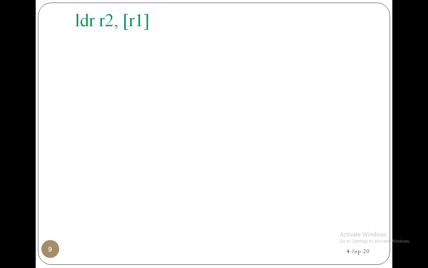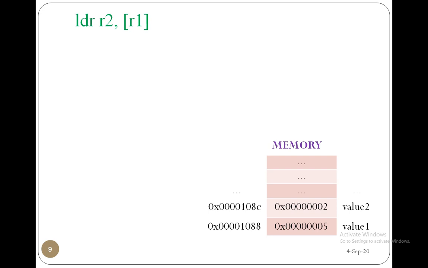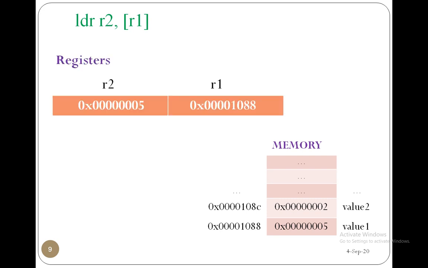Now the second instruction is LDR R2 comma R1 in square brackets, meaning the data present at the address in the R1 register is going to be stored into the R2 register. Observe here, R1 contains 88, and address 88 contains the data 5. Now that 5 is going to be stored into R2. Now R2 contains 5. Why? Because R1 contains 88, and at that 88 address, 5 is the data. That data is going to be stored into R2. That square bracket indicates the data present in that address. Right, so these are the two important things.